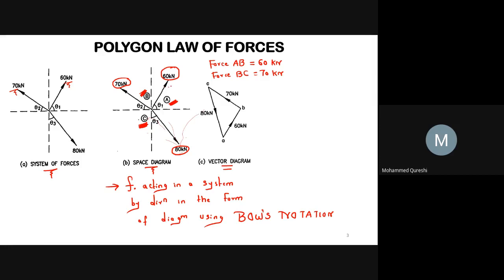So look here, your 60 kilonewton force is parallel to this 60 kilonewton force. We select a point A. From point A we draw a line AB which is parallel to this force, so this will be your 60 kilonewton. Now from point B we draw a line BC parallel to 70 kilonewton force, so this will be your 70 kilonewton. And from point C, we draw a line CA parallel to 80 kilonewton force, so this will be your 80 kilonewton force. So each force of a space diagram is represented by magnitude and direction to find the resultant force of any system. Then such diagram is called vector diagram.